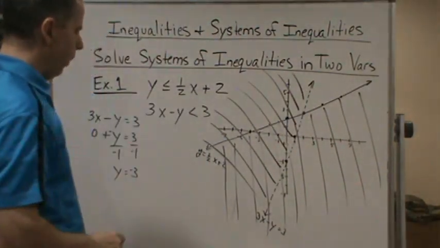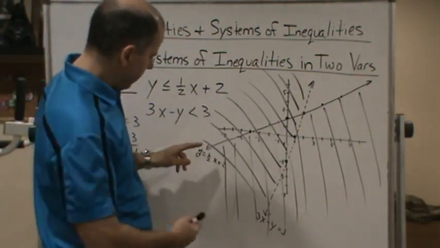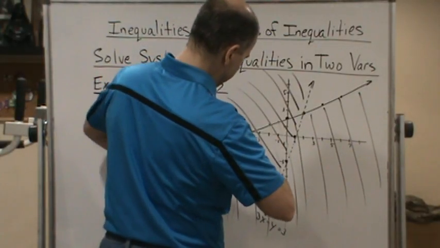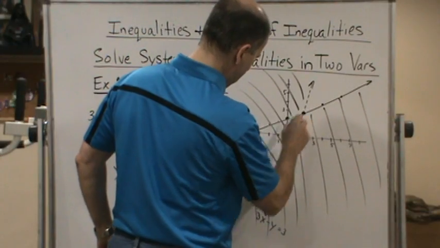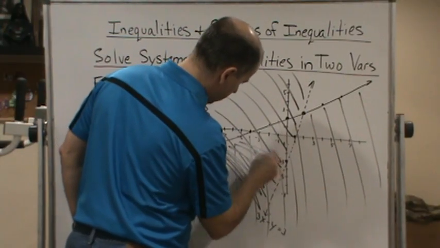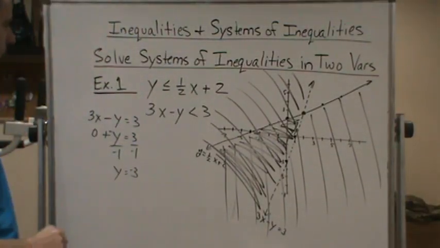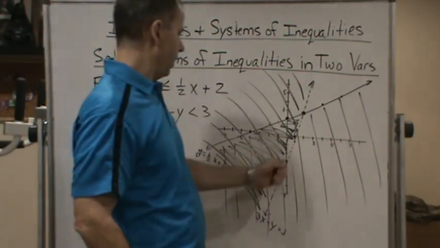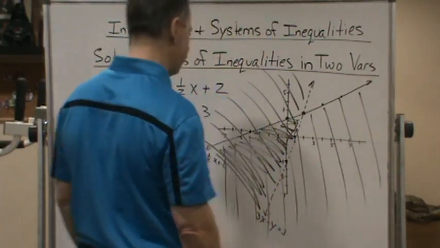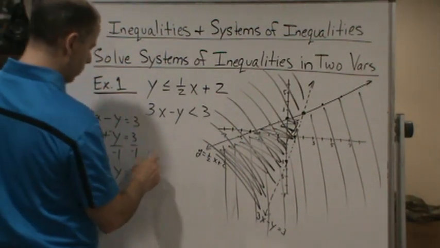Now, what do you notice? You notice that the overlap is right in between these two, up to the intersection point. So the solution region is right in here between the two lines. And of course, we want to know what this intersection point is. It looks like it's 2, 3, but let's show where these two lines intersect.